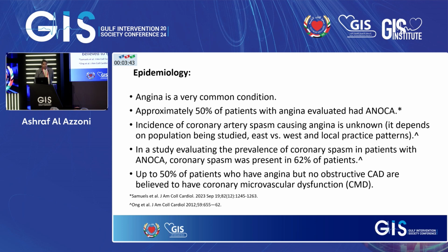Angina, as you are all aware, is very common. But in 50% of the patients coming to the cath lab, when you do the cath, you don't find any obstructive disease. We call it ANOCA. Up to 60% of such patients, when you do the study for spasm, you will find that they are having spasm of the coronary arteries causing their symptoms. Up to 50% have a microvascular structural disease.